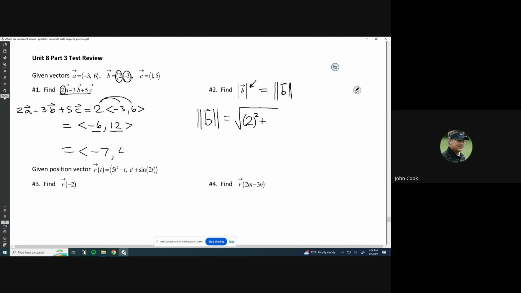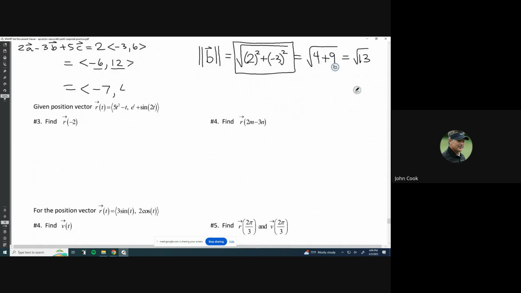Okay, so we got a 2 and a negative 3, and then 2 squared is 4, negative 3 squared is 9. I guess we got a square root of 13, but honestly, if you left it like that, I'd probably be okay also. You'd probably get full credit at that point.